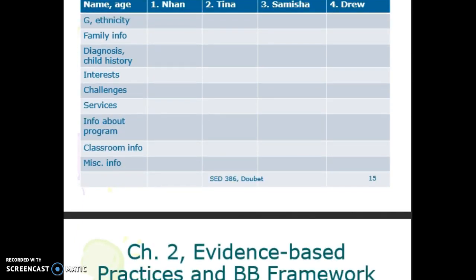And you will want to continue to refer to this list because it will be helpful for you as you're reading the other chapters, to remind yourself of information about this particular child.